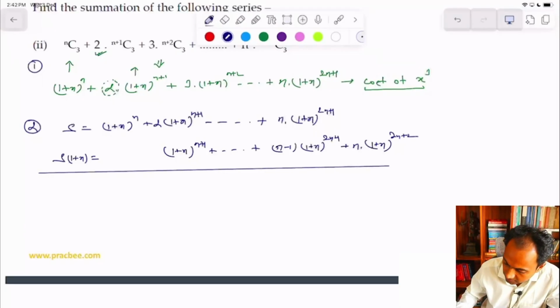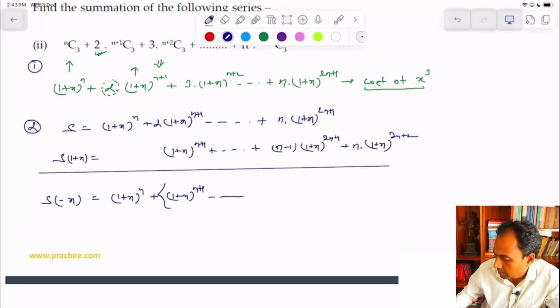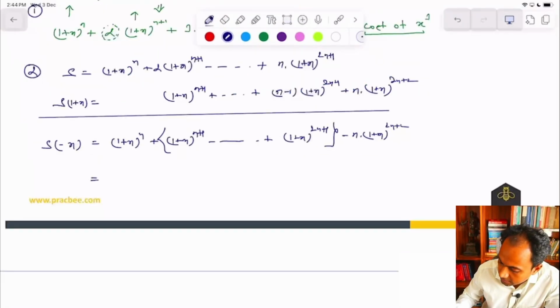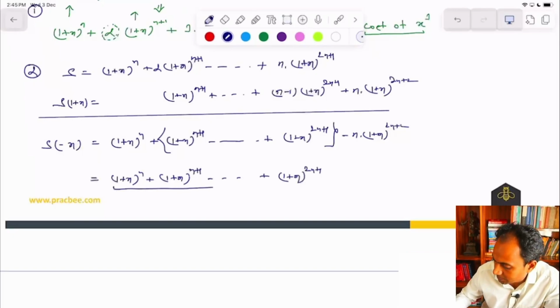So if I subtract this, this will become minus x into 1 plus x raised to the power n. This will become 1 plus x raised to the power n plus 1. And this becomes 1 plus x raised to the power 2n plus 1 minus n into 1 plus x raised to the power 2n plus 2. There are total, if I include the first term as well, 1 plus x raised to the power n plus 1 till 1 plus x raised to the power 2n plus 1. These many terms that are in GP.